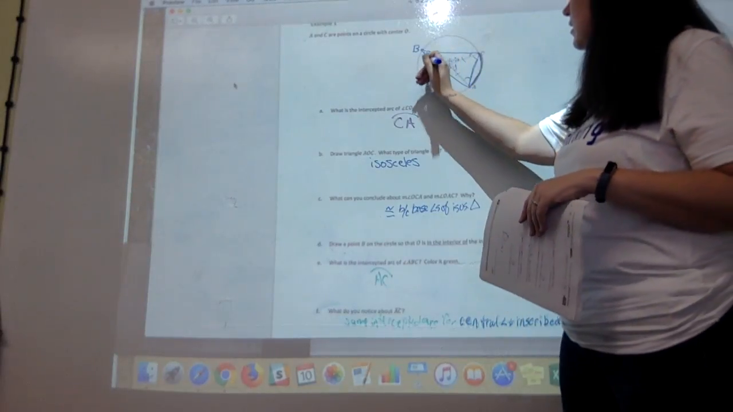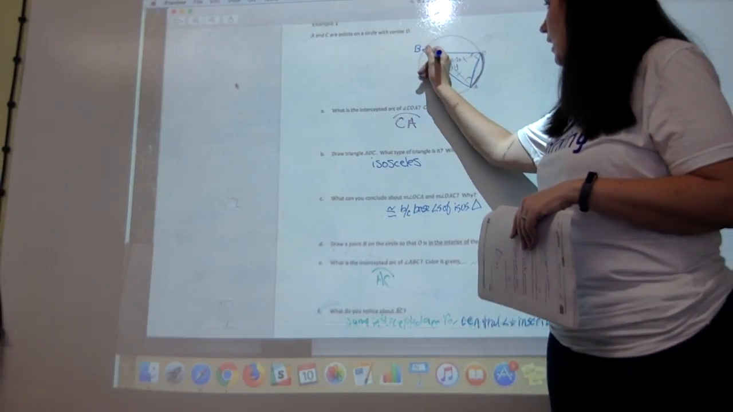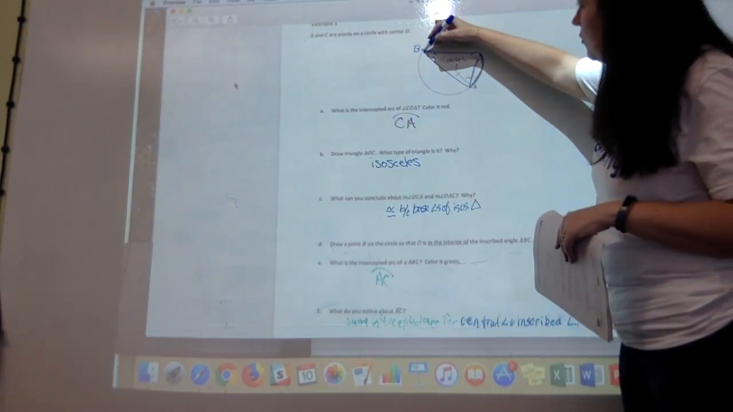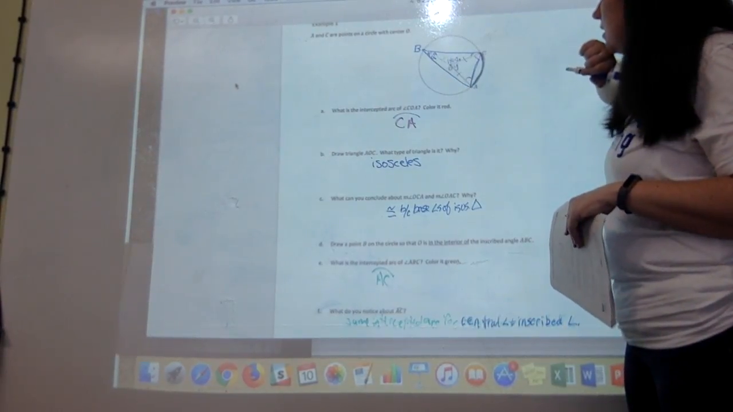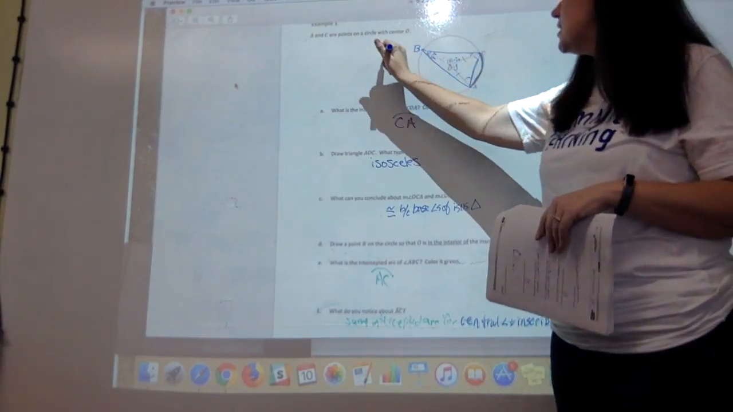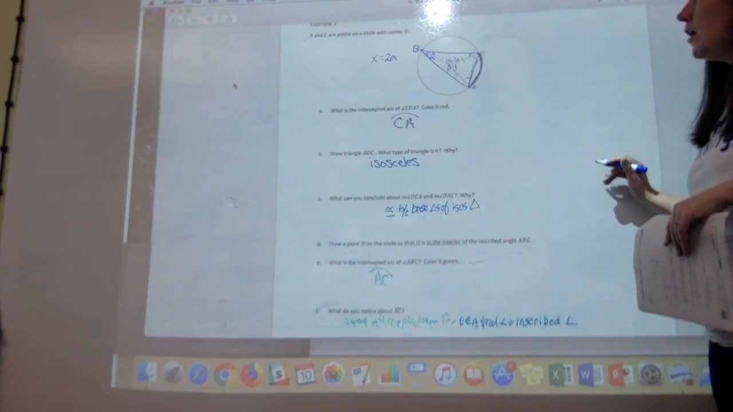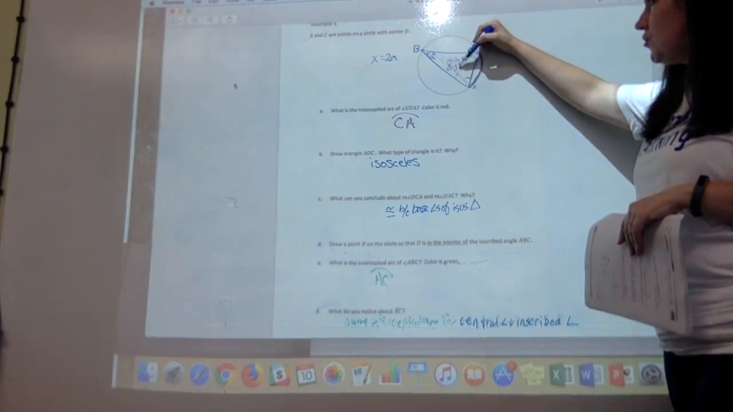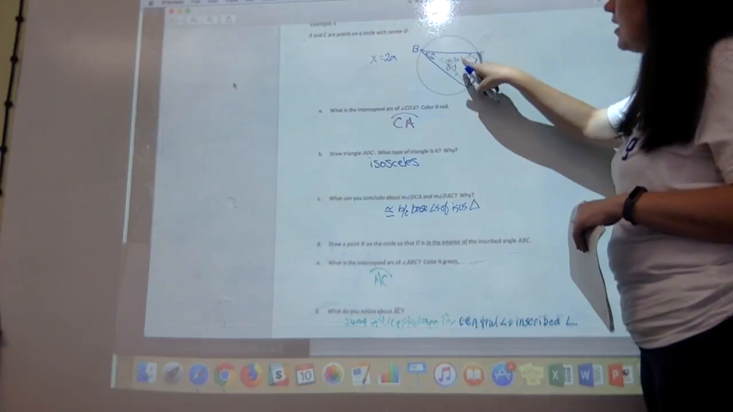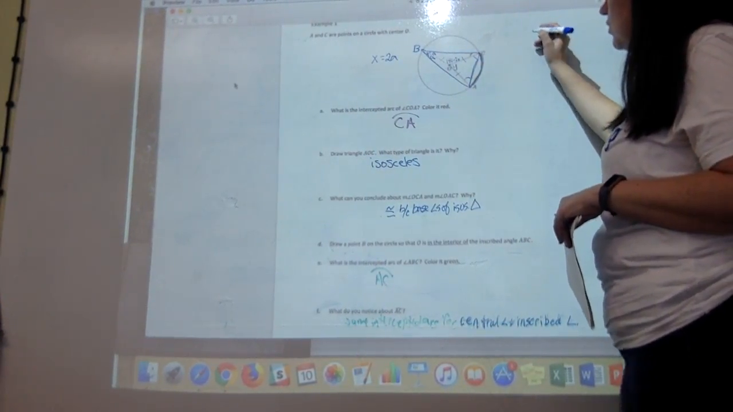Okay, so then this angle would also be A right here, because I drew it to where it would cut it in half to the center. So right here I can say X is equal to 2A. And then because this is a straight line, I can say these two added together make a straight line, which has to equal how much?